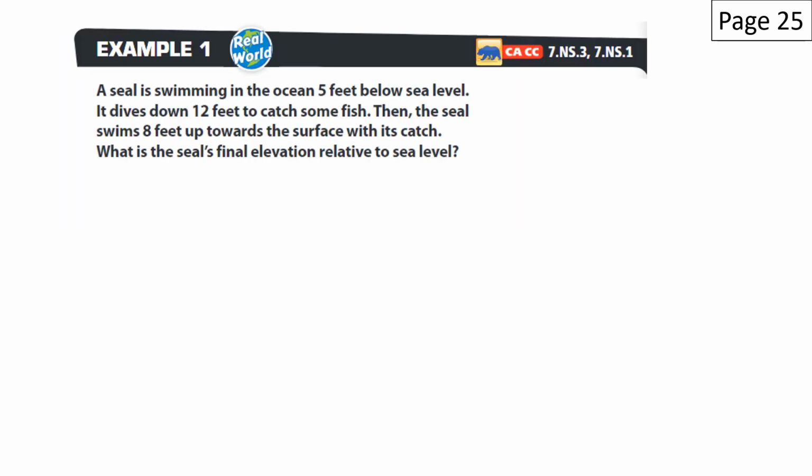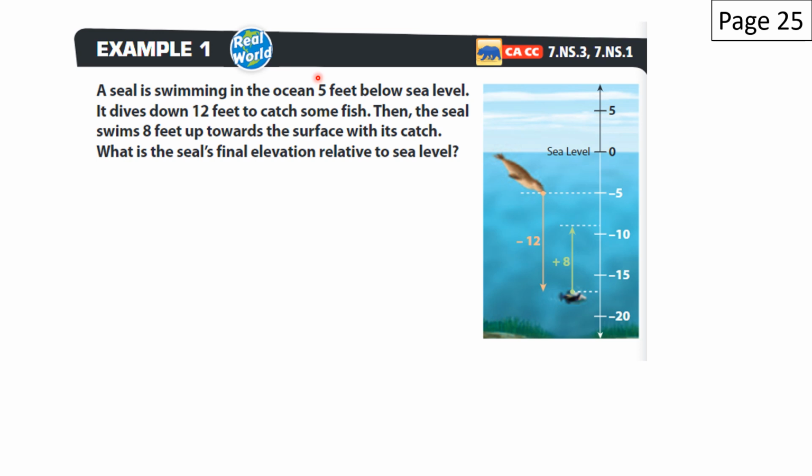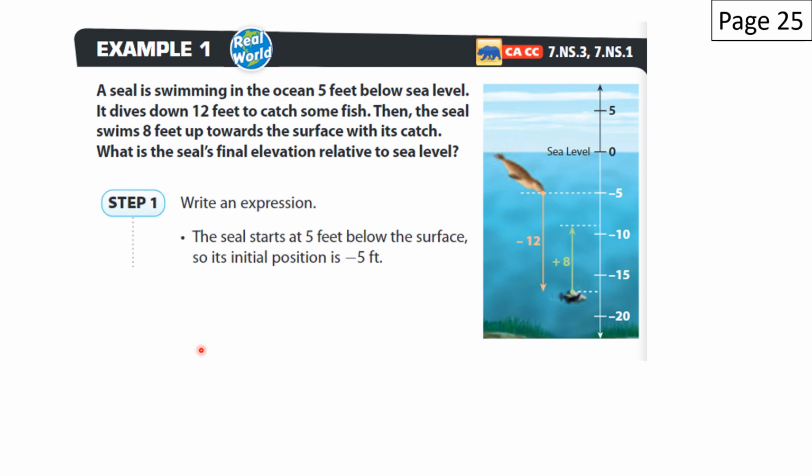In the first example, a seal is swimming in the ocean 5 feet below sea level. It dives down 12 feet to catch some fish. Then the seal swims up 8 feet towards the surface with its catch. What's the seal's final elevation relative to sea level? Okay, here we go. It's swimming at 5 feet, then it dives down 12, goes up 8, and what is its final elevation relative to the sea level? You write your expression.